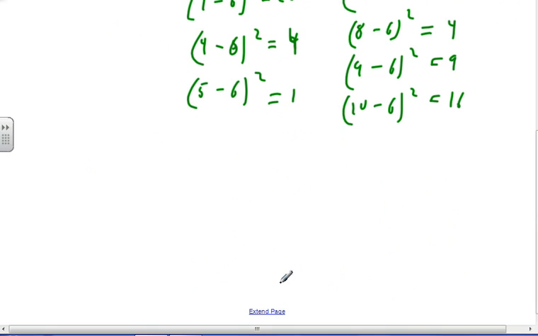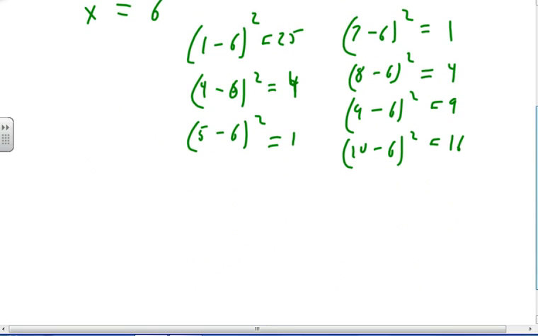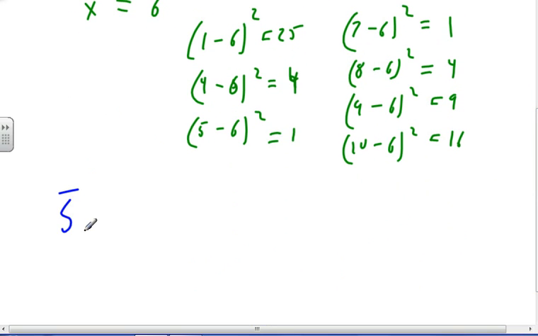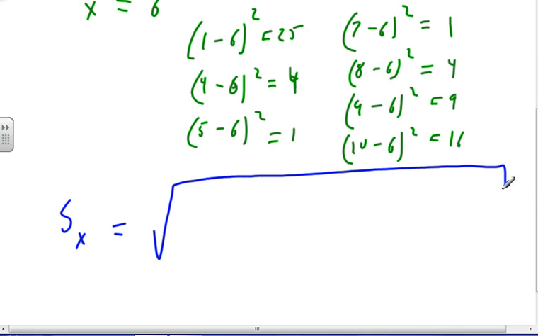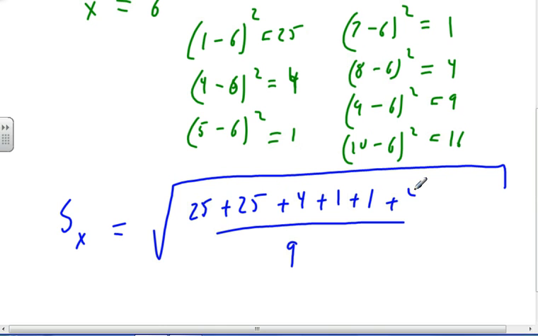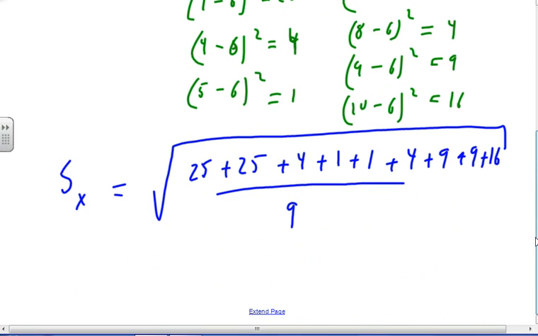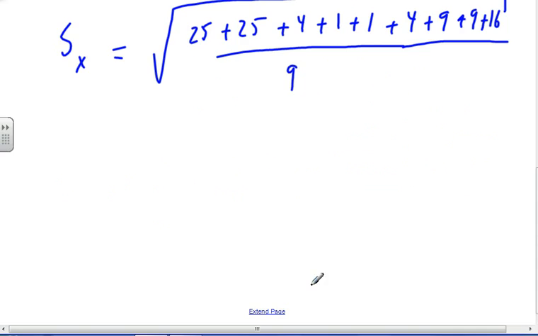All right. So I'm going to want, there's not a bar there, is there? So I want the square root. How many elements are there? 1, 2, 3, 4, 5, 6, 7, 8, 9, 10. So I'm going to divide by 9. I'm going to have a 25 plus a 25, because there's 2 of them, plus a 4, plus a 1, plus a 1, plus a 4, plus a 9, plus another 9, plus a 16. Okay, so I got 2 9s. Okay, so that's what I got. So that's what I'm going to do.